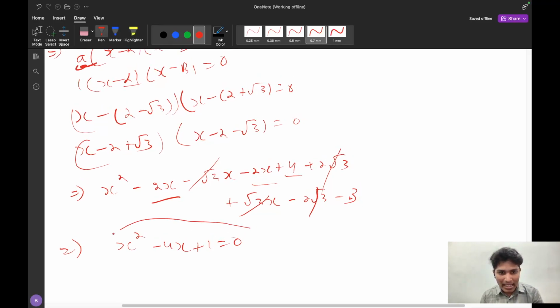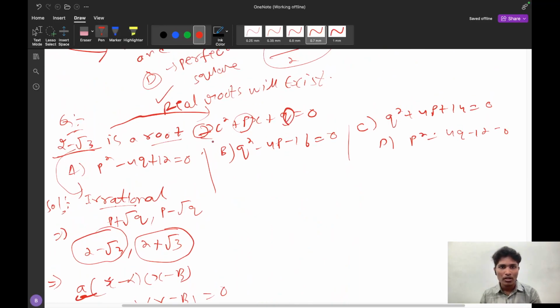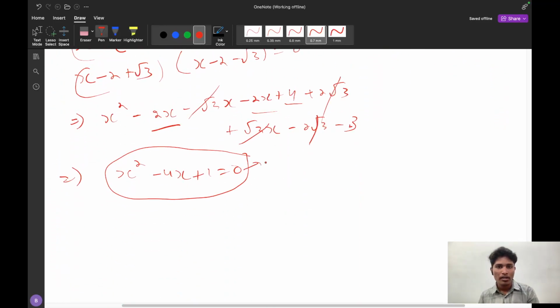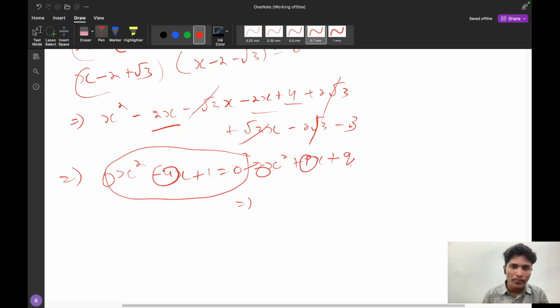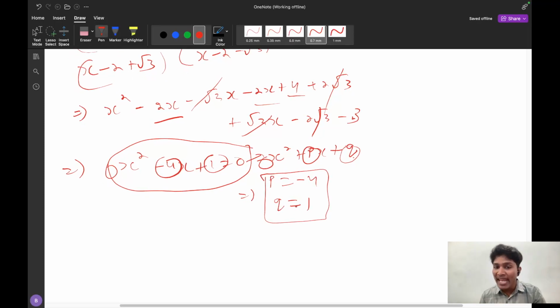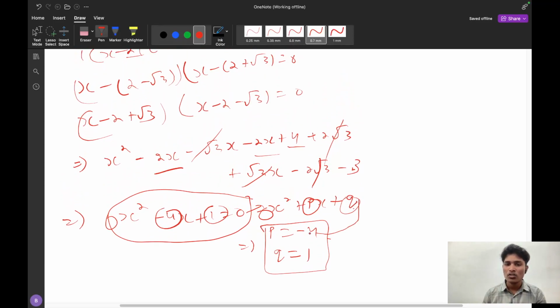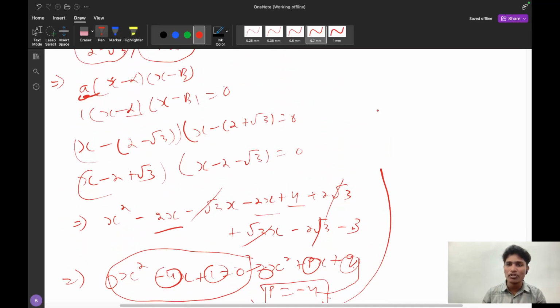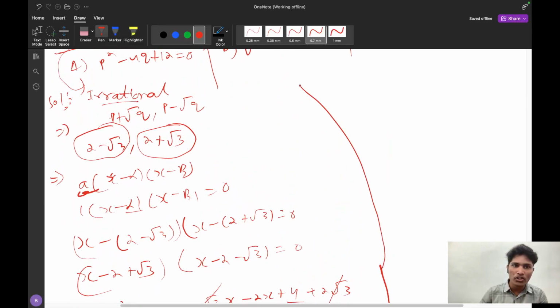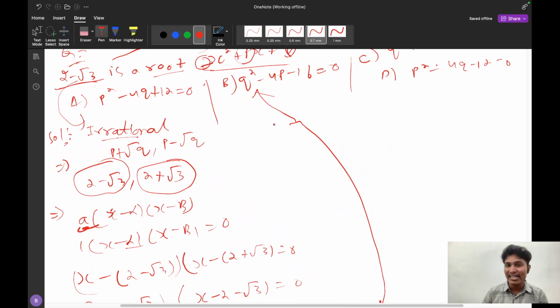If I compare this equation with the given equation, x square plus px plus q, what will I get? I will get the values of p and q. So p is equal to minus 4 is one value and q equal to 1 is another value. Yes, with the help of p and q I got the answer. So p and q values I can back substitute in the given options, and where it is satisfied, that is the answer. p is equal to minus 4 we got and q equal to 1 we got.